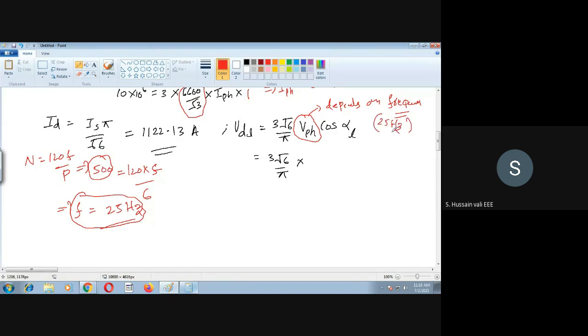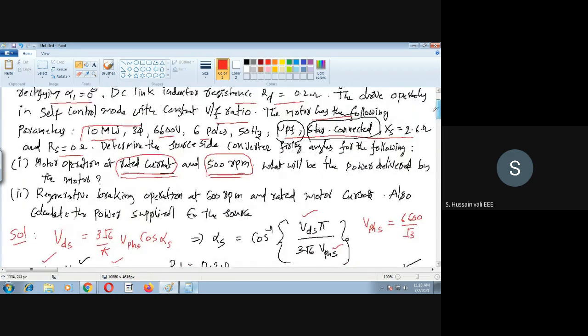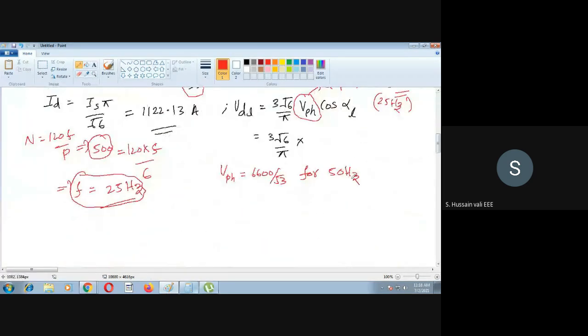Okay. Now, what is the phase voltage in that case? Because we know that the voltage depends upon the frequency. Now, frequency now becomes 25 hertz. But we know the voltage is 6600 by root 3. It is for 50 hertz because you see the ratings of the induction motor. It is 50 hertz. So for 50 hertz, this is the 6600 volt line voltage. So 6600 by root 3 is for 50 hertz.